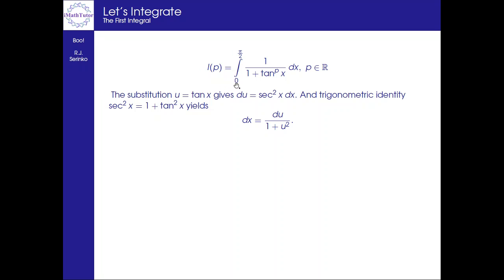Now, when we do this, the limits of integration are also going to change. Tangent of 0 is 0, and the tangent of x as x goes to pi over 2 goes to plus infinity. So the bottom limit stays 0, but the top limit will be infinity once we do the u substitution. So here we have the transformed integral. Now, are we any better off at this point? Well, if p were restricted to integers, then this is a rational function, and we could use partial fractions to integrate this.